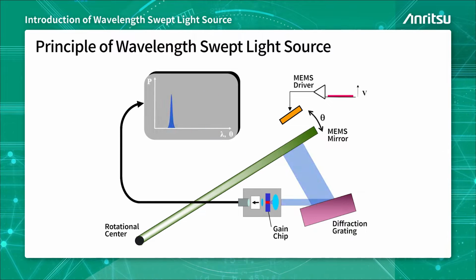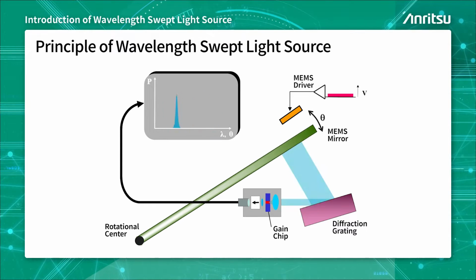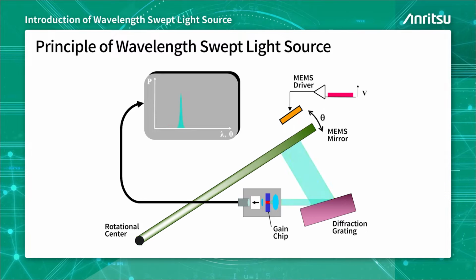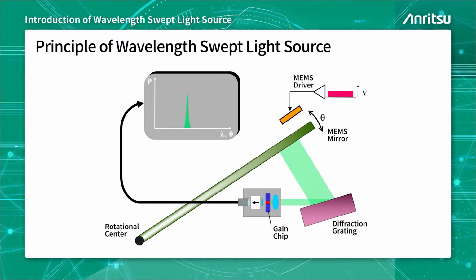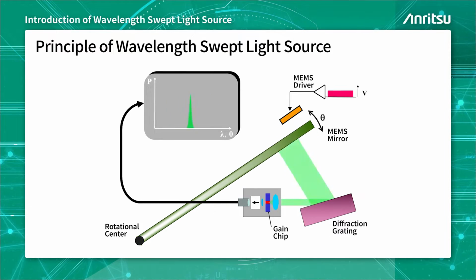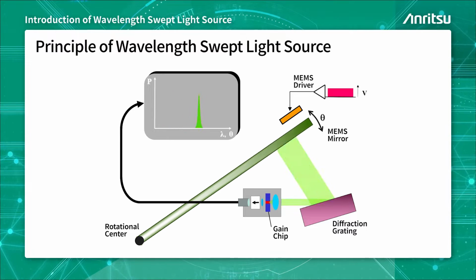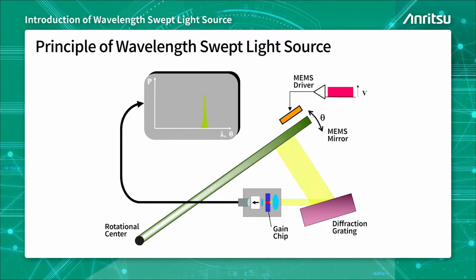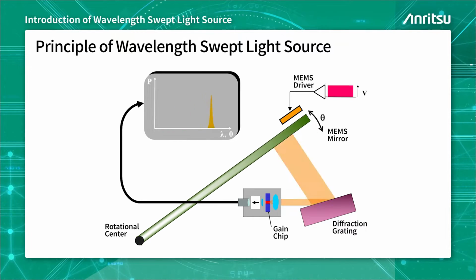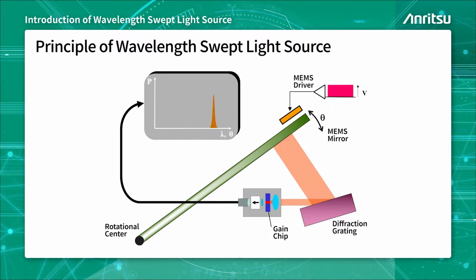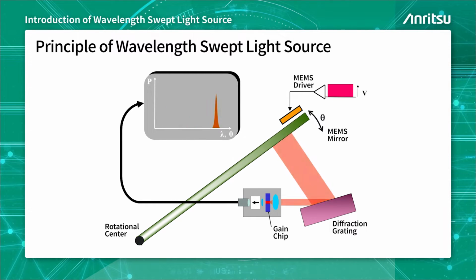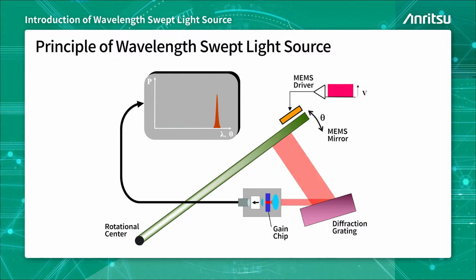Our wavelength swept light source is an external cavity laser in Littman-Metcalf configuration. Light output from the gain chip to the right is diffracted by the grating, reflected at the MEMS mirror, and returns to the gain chip. Sweeping the wavelength is simply done by the MEMS mirror rotation.